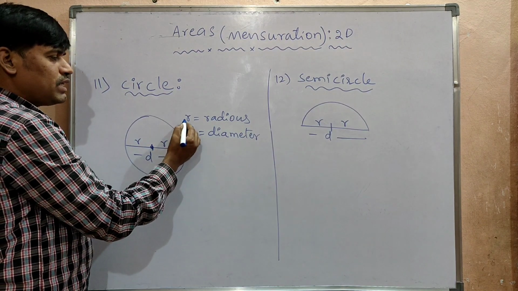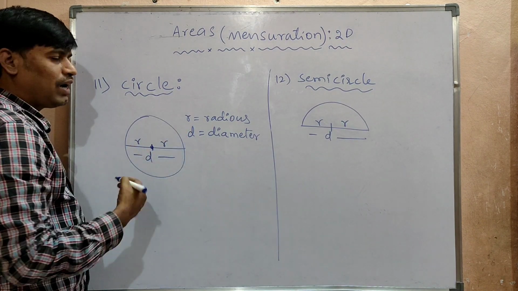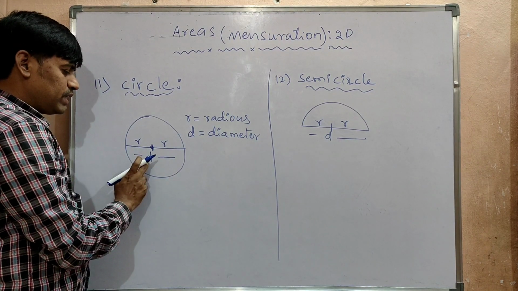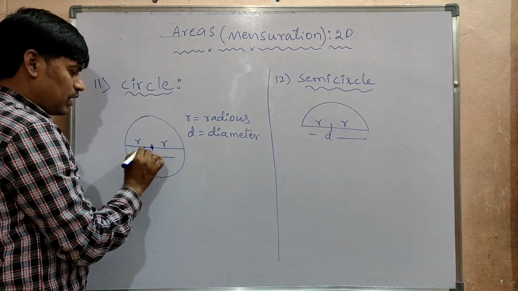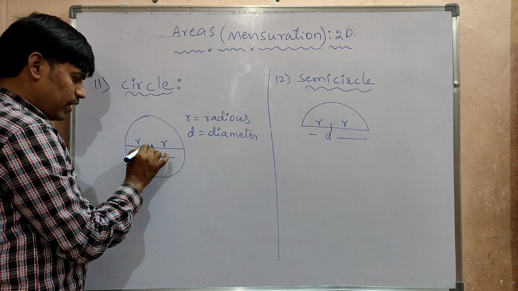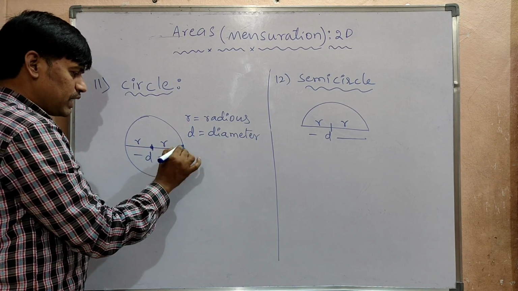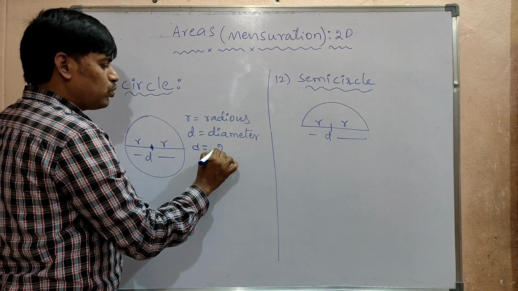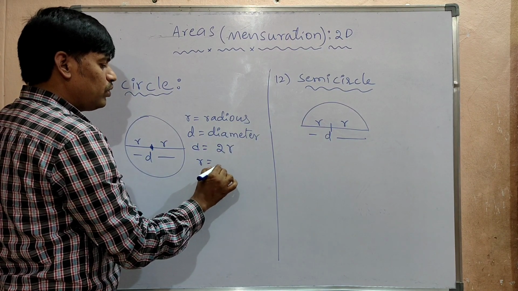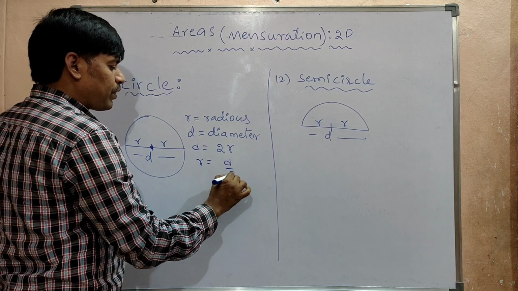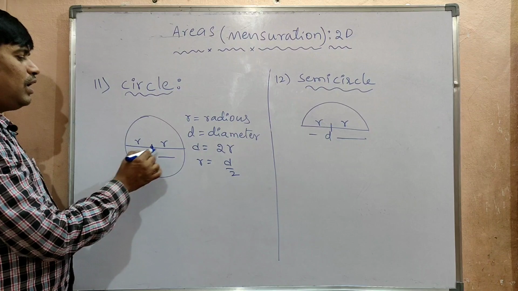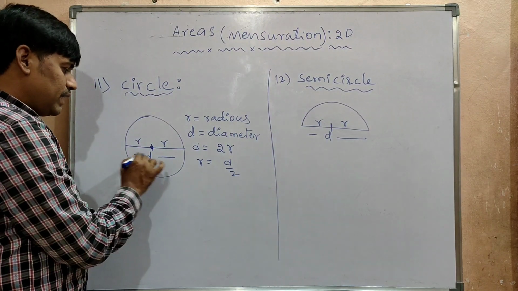The radius is equal to half of the diameter. Here r plus r is equal to the diameter only. This length plus this length is equal to the diameter. Diameter is equal to 2r. Then radius is equal to half of the diameter. In the circle, r is the radius and D is the diameter.